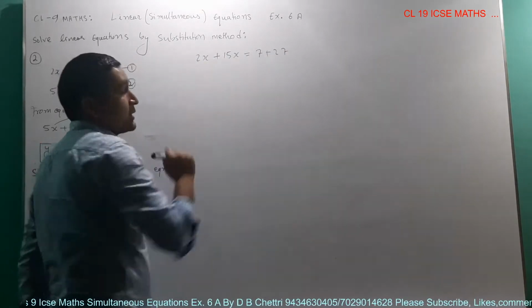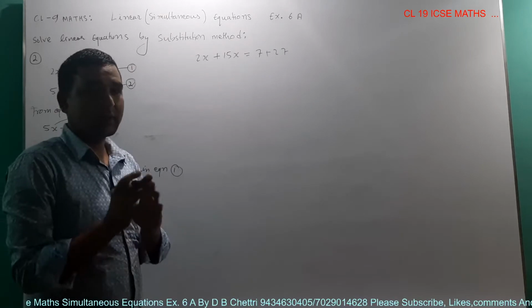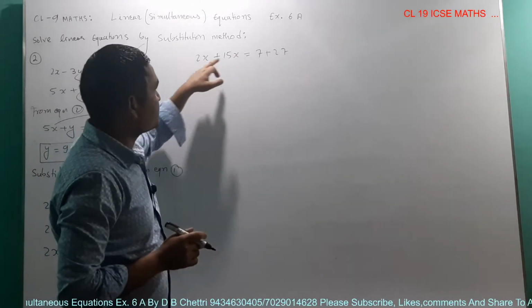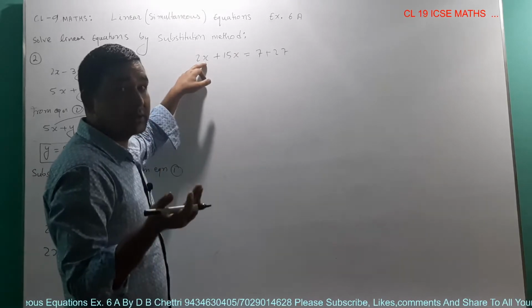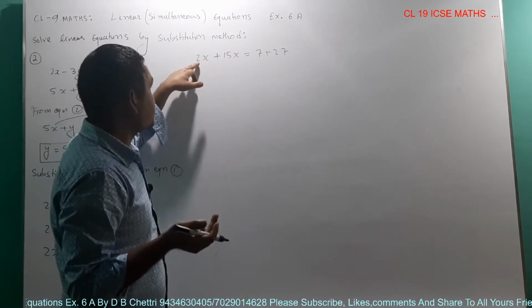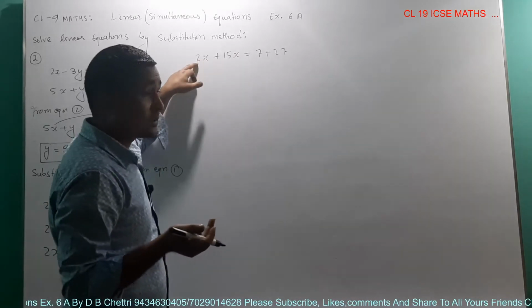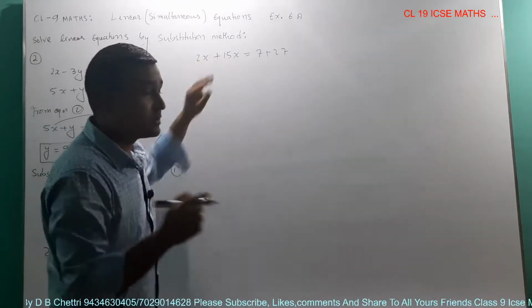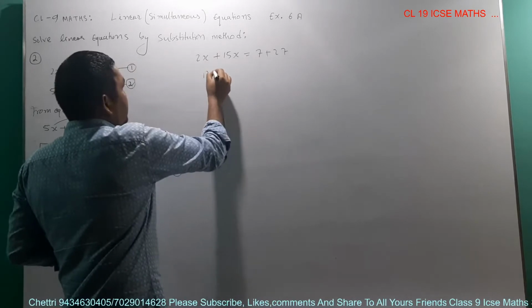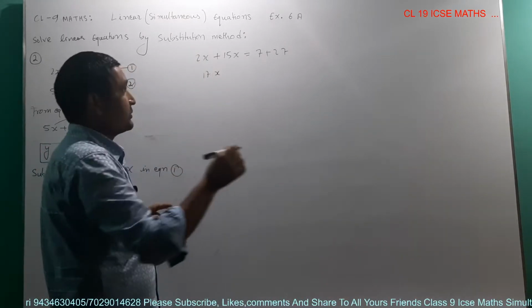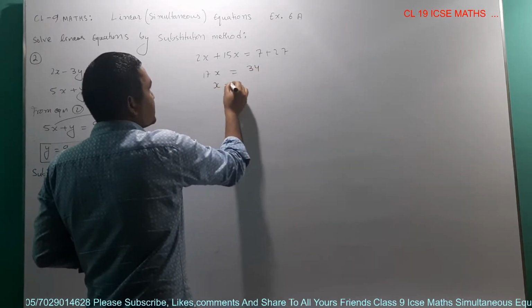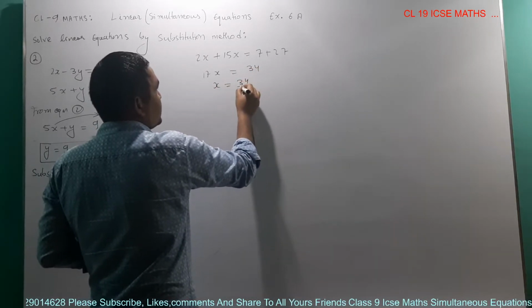Now they are like terms, so we can add or subtract. How do we know they are like terms? Because both the variable letters are the same. During addition and subtraction, it takes place on their numbers. These numbers are called coefficients. 2 plus 15 is how much? 17, and the symbol remains the same. And 7 plus 27 is how much? 34. Then x equals 34 divided by 17.